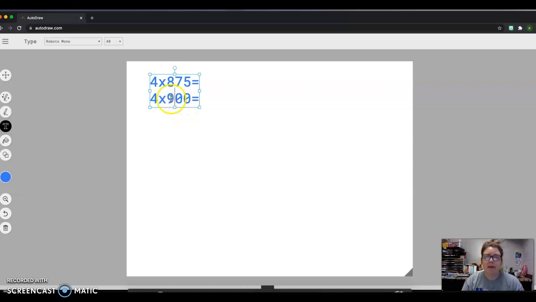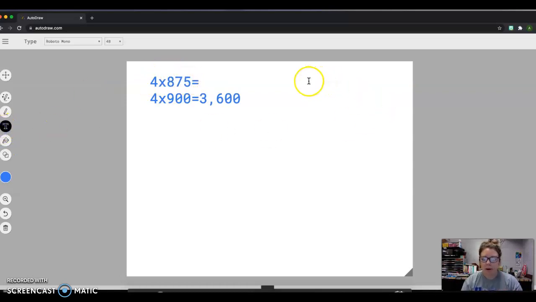To find our basic fact, we'll do 4 times 9, which is 36. And then we will add our 2 zeros to represent 36 hundredths. Okay, add my comma. So this is just our estimate. All right, now we can actually use partial products to solve 4 times 875.